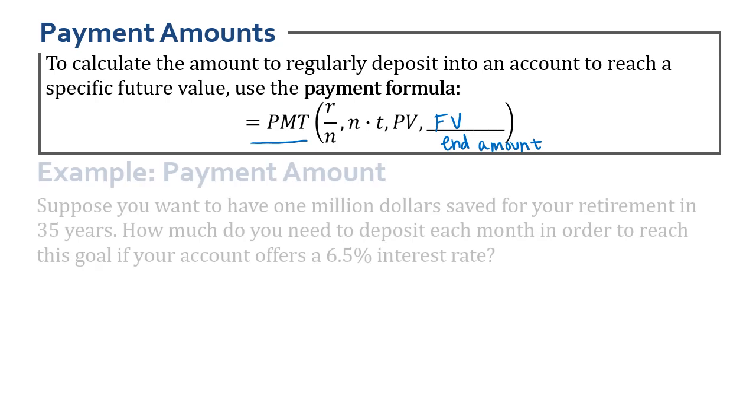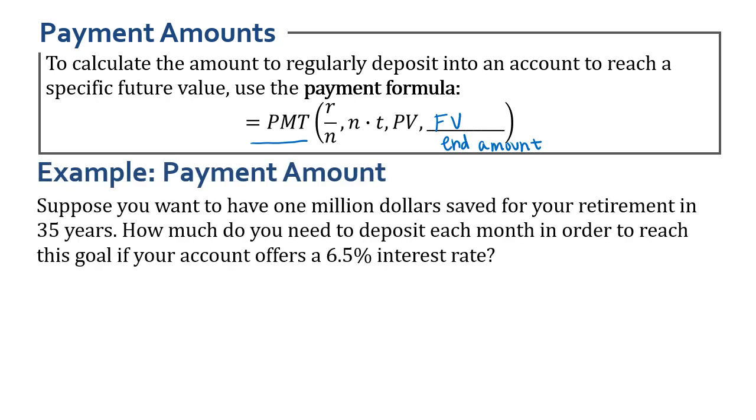So let's look at an example of this. Suppose you want to have $1 million saved for your retirement in 35 years. That would be amazing. How much do you deposit each month in order to reach this goal if your account offers a 6.5% interest rate? So I'm looking for a payment amount because I'm looking for how much should I deposit each month. So that's what Ding Ding Ding tells me.